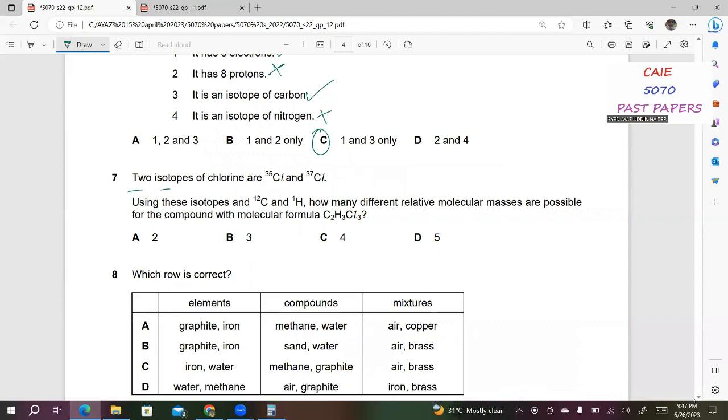7, 2 isotopes of chlorine are Cl35 and Cl37. Using these isotopes and C12 and H1, how many different relative molecular masses are possible for the compound with molecular formula C2H3Cl3? So we have 3 Cl. What are the possibilities? 3 Cls. Possibilities.